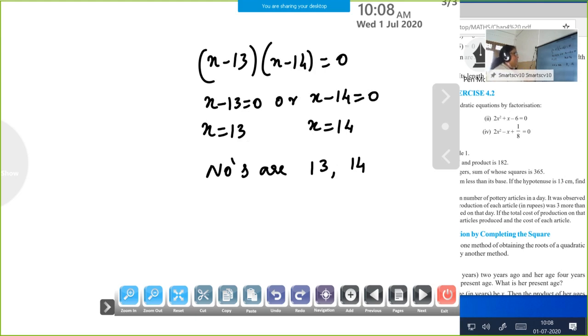So the numbers are 13. Substituting x is equal to 13, what is 27 minus x? 27 minus 13 is 14. Clear? Or x is equal to 14, what is 27 minus 14? That is 13. So the numbers are 13 and 14.